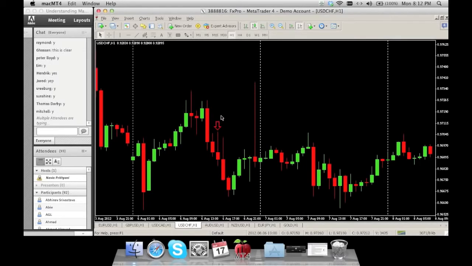Now, is there a trend? Yes, there's a downtrend happening. Next thing, the reason why we say there's a downtrend is because there's a high, then a lower high. There's a low, then a lower low. Then the next candle opens up, and we also had a lower low.